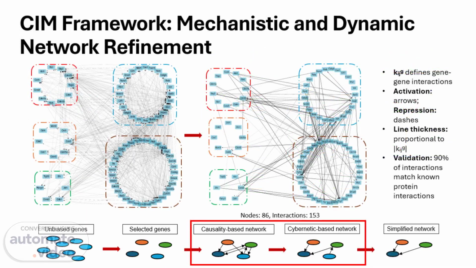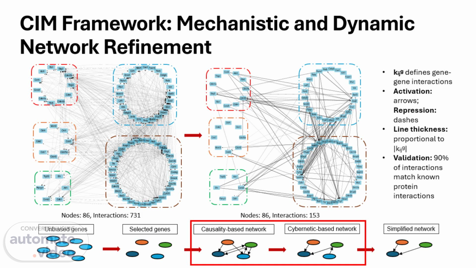Here we see the results of our network refinement, which made the model both mechanistic and dynamic. On the left, we have the initial network with 86 nodes and 731 interactions. Through our cybernetic modeling, we refined this to a network, right, with the same 86 nodes, but significantly reduced to 153 interactions. The Kijai term defines these gene-gene interactions, with arrows indicating activation and dashes indicating repression.